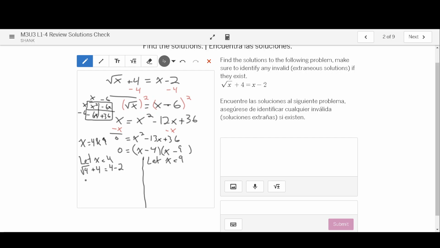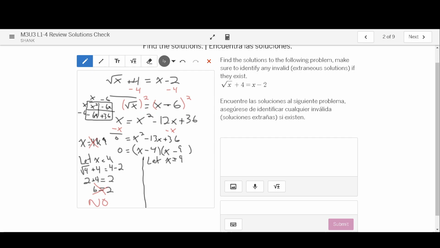So let's simplify. That's 2 plus 4. Is that equal to 4 minus 2, which is 2? Does 6 equal 2? No, it certainly does not. So we know this one is wrong. No, not a solution. We can cross out and say that positive 4 is not a solution. However, let's check our other side, when we let x equal 9.